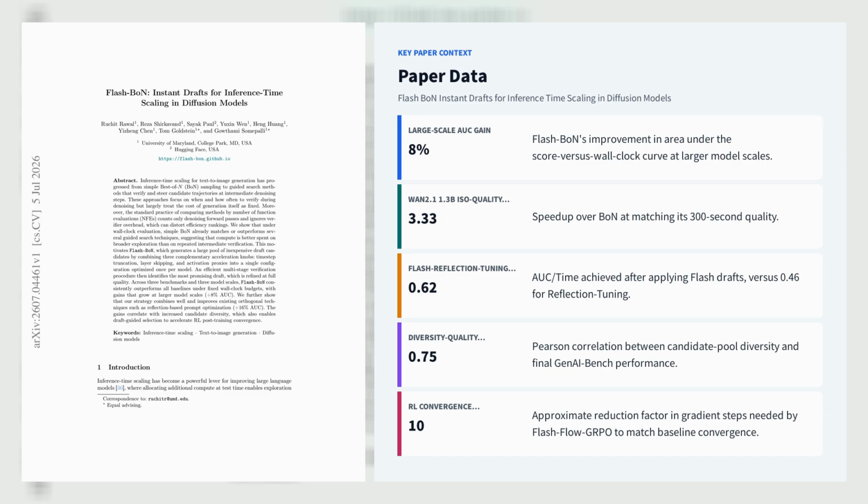Candidate diversity, measured with the Vendi score over DINOv2 features, correlates with final quality at Pearson R equals 0.75. The same draft-guided selection idea also accelerates FlowGRPO post-training. FlashFlowGRPO reaches baseline performance in roughly 10x fewer gradient steps, using 16 cheap draft rollouts to select 8 full trajectories.